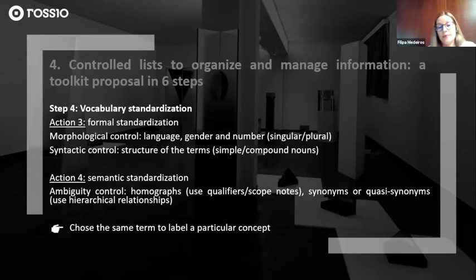Under step 4, action 3, formal standardization: morphology control, language, gender and number, singular and plural forms; syntactic control, structure of the terms, simple or compound nouns. Action 4, semantic standardization: ambiguity control, attention to the homographs, use qualifiers or scope notes, synonyms or quasi-synonyms, use hierarchical relationships in this case. Attention, choose the same term to label a particular concept.